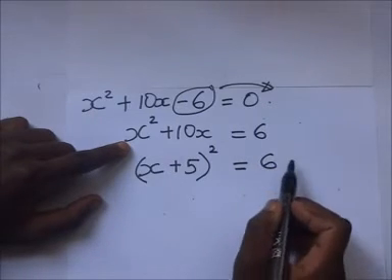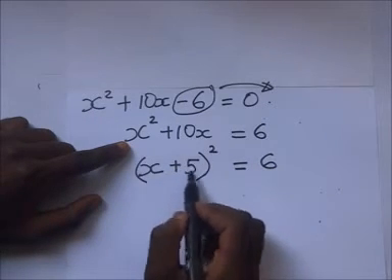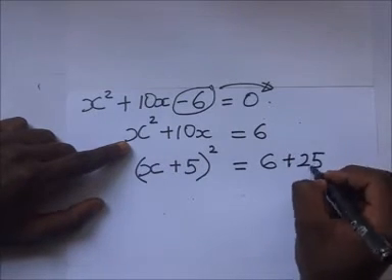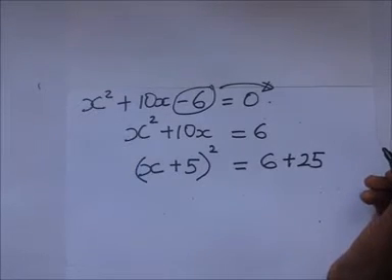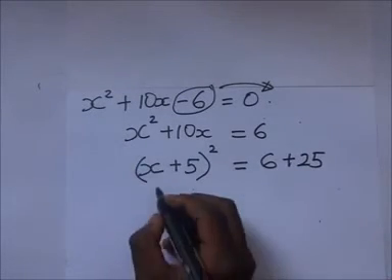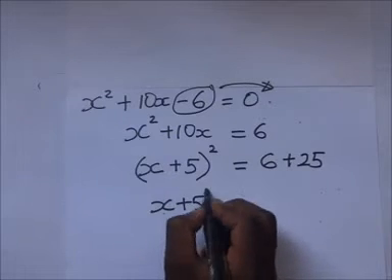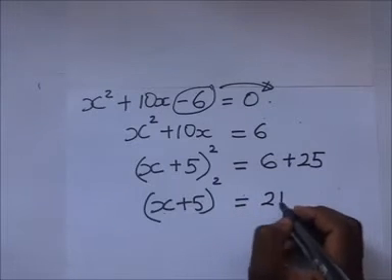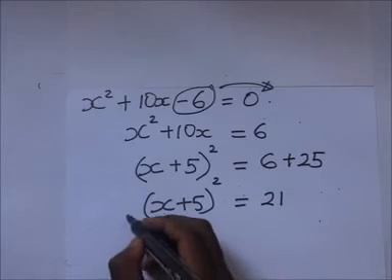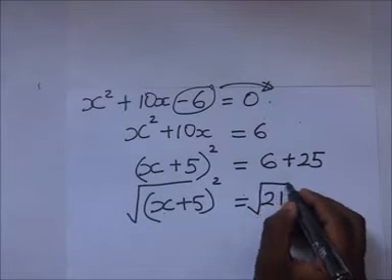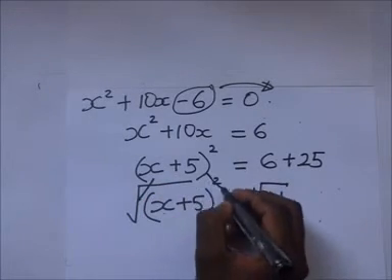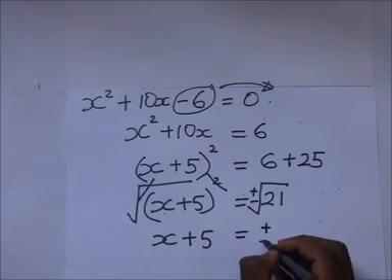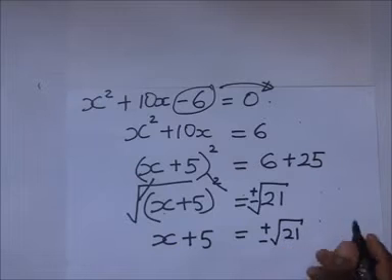Then 6 plus, you square this. What is 5 times 5? 5 times 5 is 25, so it's going to be plus 25. So you've completed squares, and the rest is obvious. 6 plus 5 squared is going to be equal to 6 plus 25. When you find the square root on both sides, this is plus or minus, this goes with that. You remain with x plus 5, giving you plus or minus the square root of 21.